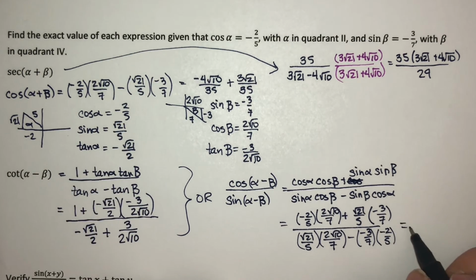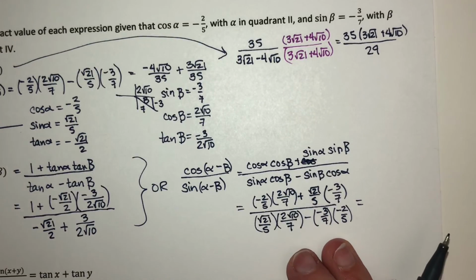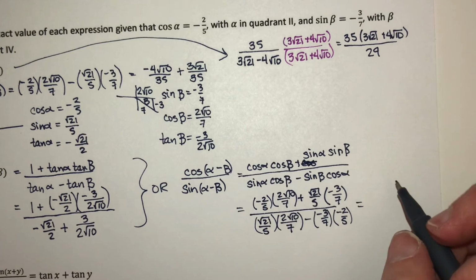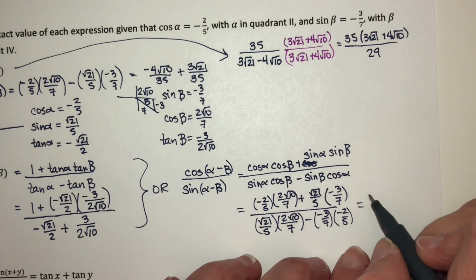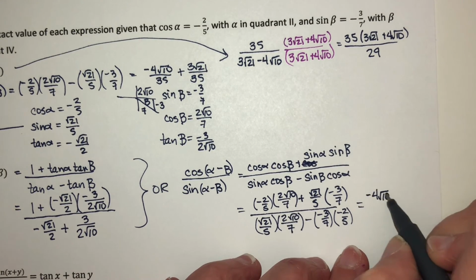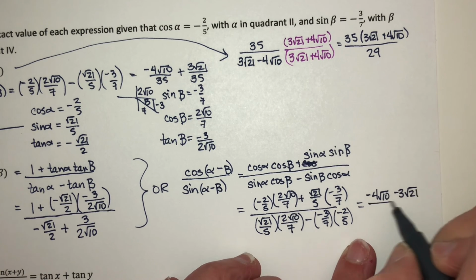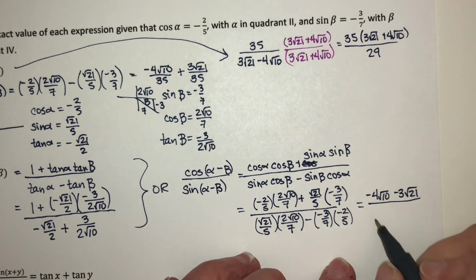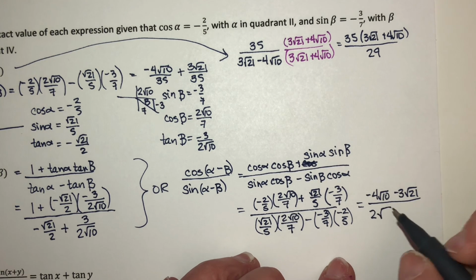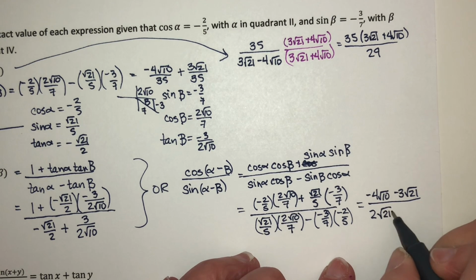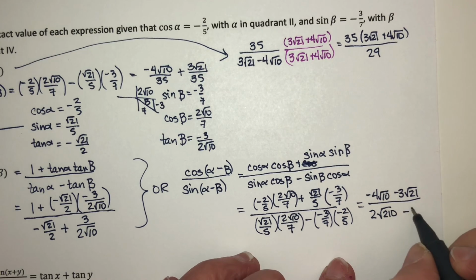And then when you do all of the arithmetic and you make this look as nice as it can, even the book does not make you rationalize this, and you get negative 4 square root 10 minus 3 times the square root of 21 over 2 times the square root of 210 minus 6.